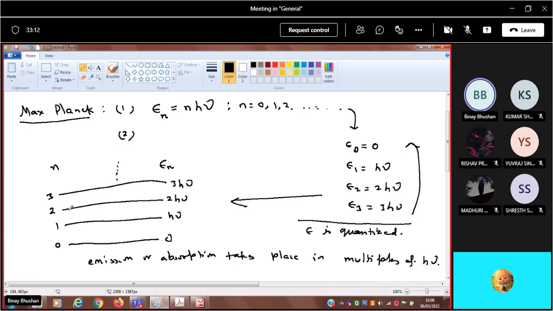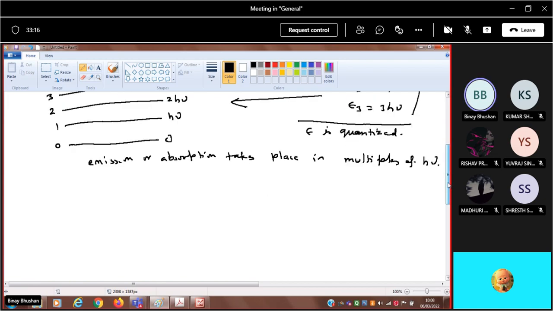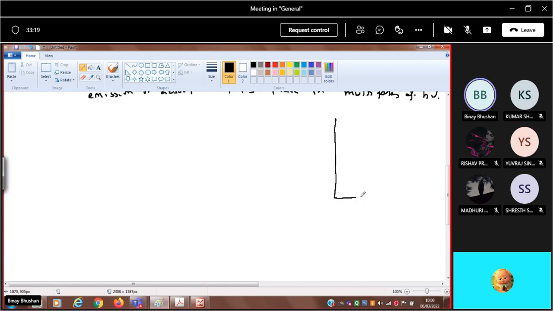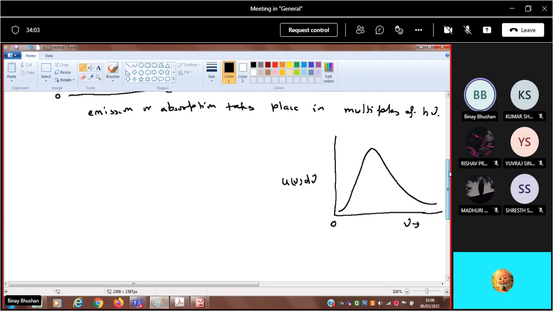Ideally, see, one should always keep in mind the experimental curve. Shashwat, tell me, where is this curve going, up to what frequency? It can go to infinity. Yes, sir. So ideally nu goes to infinity.